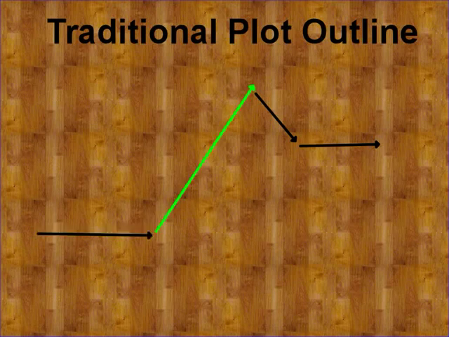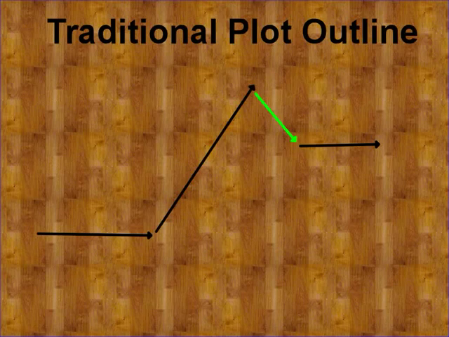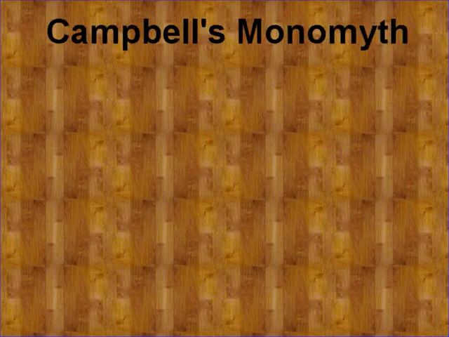Then conflict is introduced. More events happen and ultimately it rises to a climactic point with this conflict. And then we have falling action or denouement, in which the consequences are realized and then things close in resolution. But that's completely different from Campbell's monomyth.